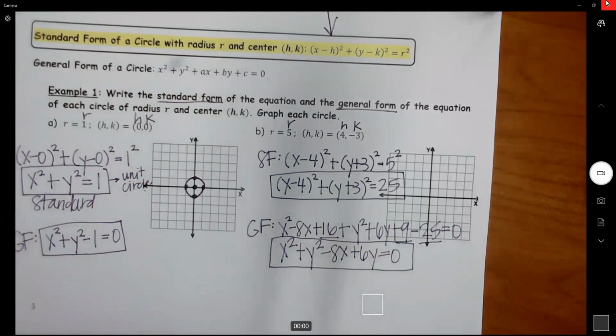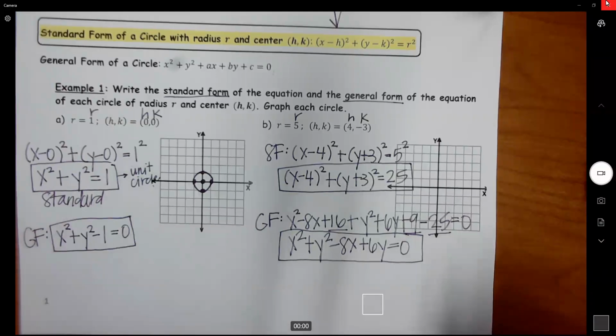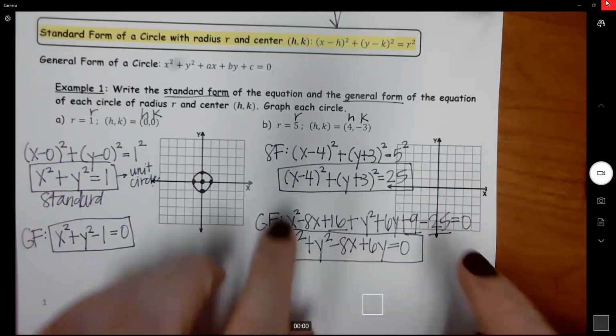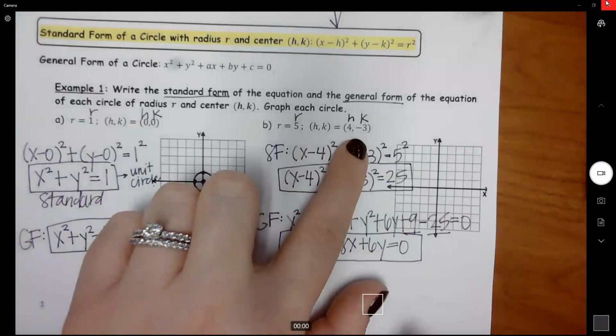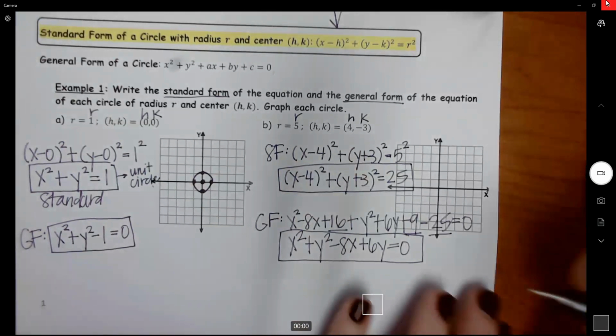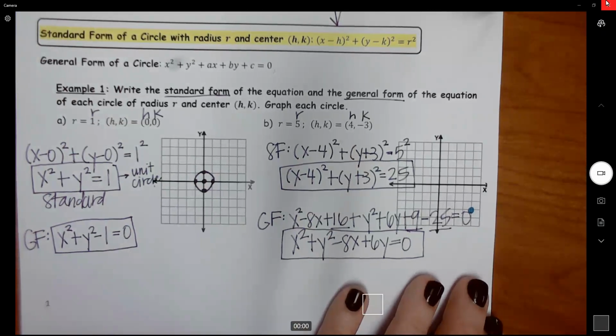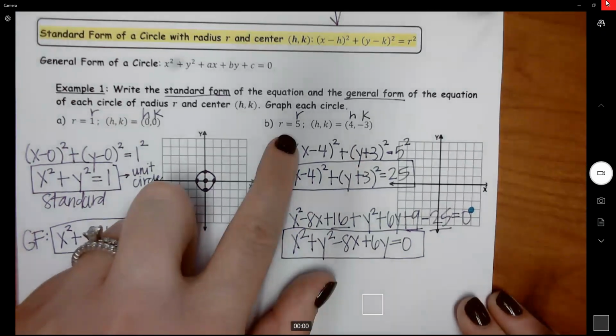And you're gonna end up hating general form because it's useless and it's annoying and it gives us more work. Okay, so now let's graph on a really bad graph. You're going to start with the center at 4, -3. So we'll go 4, -3. Okay, that's the center of my circle. And then my radius is 5.